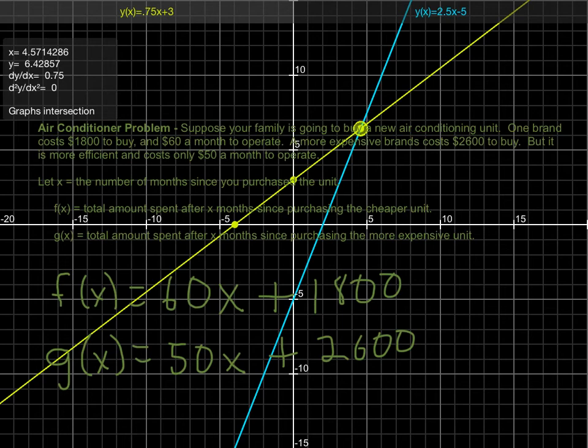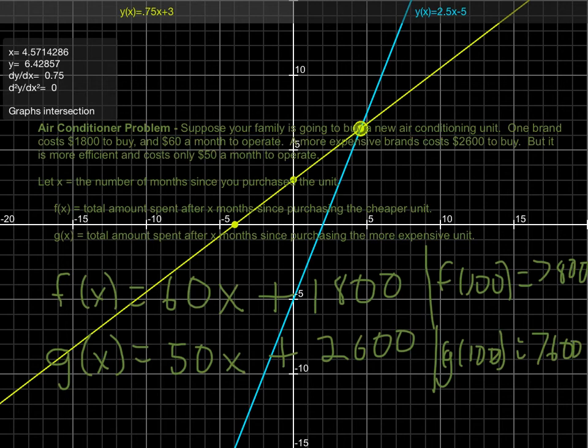So that's that. So if you did, after 100 months, f of 100, so 60 times 100, 6,000 plus 1,800, so that would equal $7,800. For g of x, when it's 100, so 50 times 100, 5,000, plus 2,600, so that's $7,600. Now the question is, at what month will these 2 functions be equal?